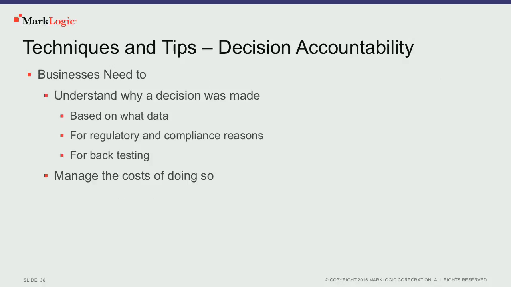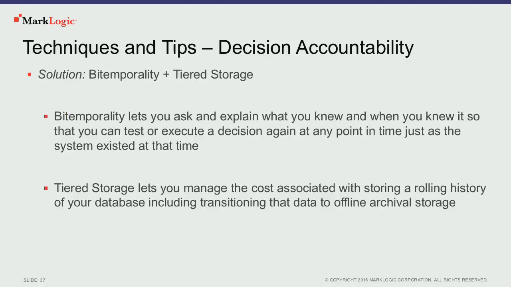Decision accountability is great because you always want to be able to explain exactly how you arrived at a particular decision. But it's also expensive, right? If you need to keep a history of your entire database across every change for all time, that's tricky, right? No one wants to be able to keep that online. Disk, though perhaps cheap, is not infinite. So we need a way to manage that. And we also need a way to actually execute a query as though it were that point in time. And not just that query, but the queries and the code and everything else that backed that up at that time. And for that, we have bitemporality and tiered storage, right?